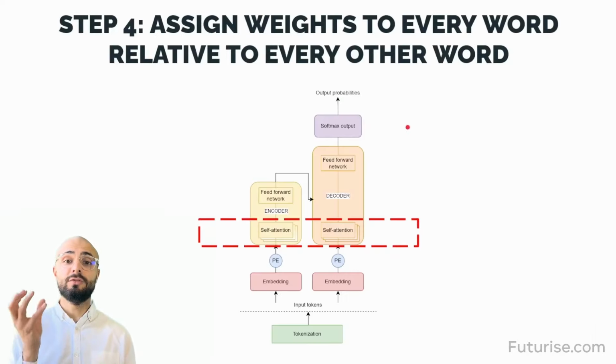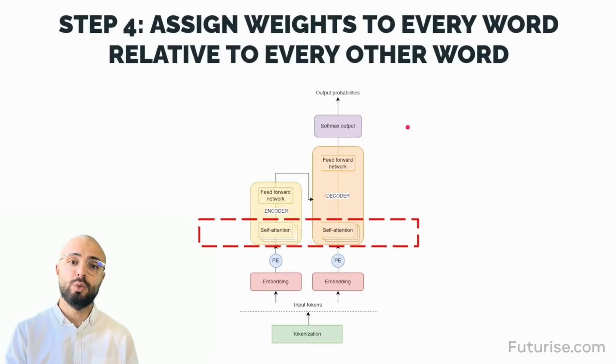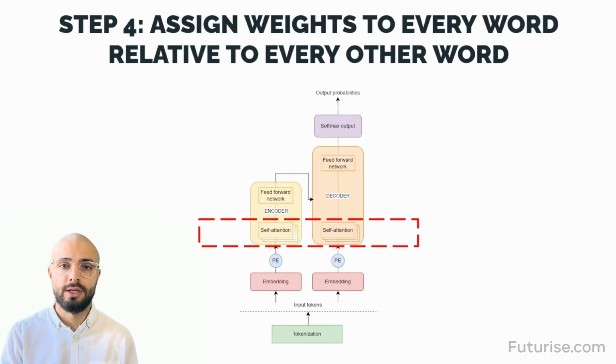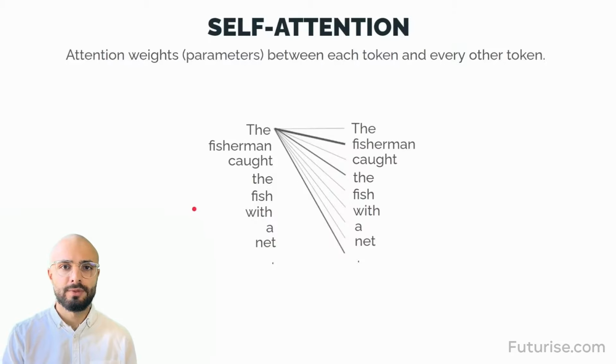It then takes those final embeddings and it gets fed into what you call the self-attention layer, all right, inside the encoder and decoder. And what this self-attention does is it assigns weights to every word relative to every other word. So let me show you what that looks like. So let's take, for example, the sentence, the fisherman caught the fish with a net. Let's say this is the prompt, okay? It's not really a question, but let's just assume it's a prompt.